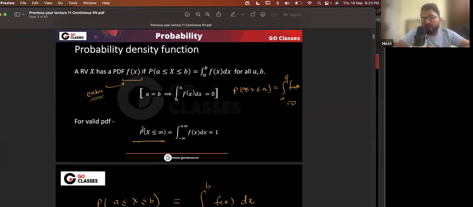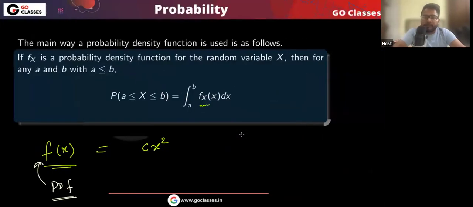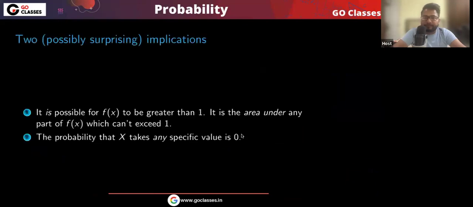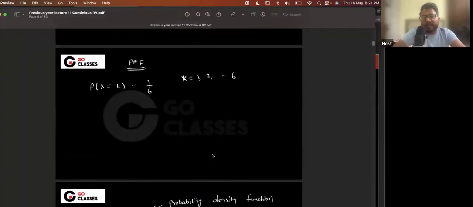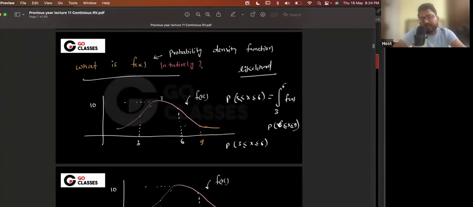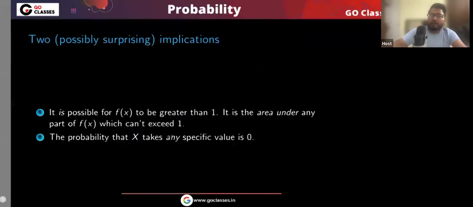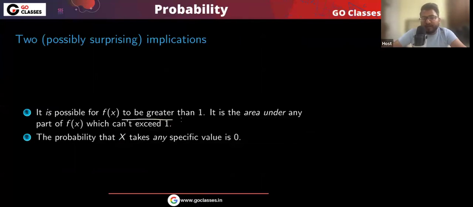For a valid PDF, if you integrate it from minus infinity to infinity, over all the possible values of X, you will get 1. Also, this PDF can take any value. For example, f(x) can even take the value 10. So this is not a probability. Since it is not a probability, it can take any value. But whenever you find actual probability, it will be less than or equal to 1. So it is possible that f(x) can be greater than 1.